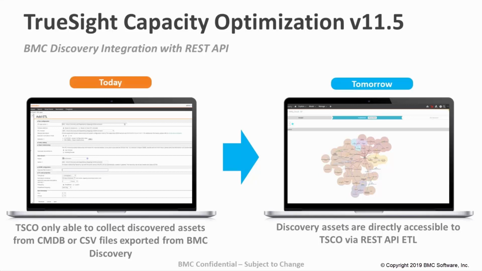So it also gives us some future-proofing capabilities as well, because as Discovery goes through some new branding, they're now going to be Helix Discovery. If they make changes to their CMDB or if they make changes to other things, we still have access to the API. So that's the advantage that it gives to us.